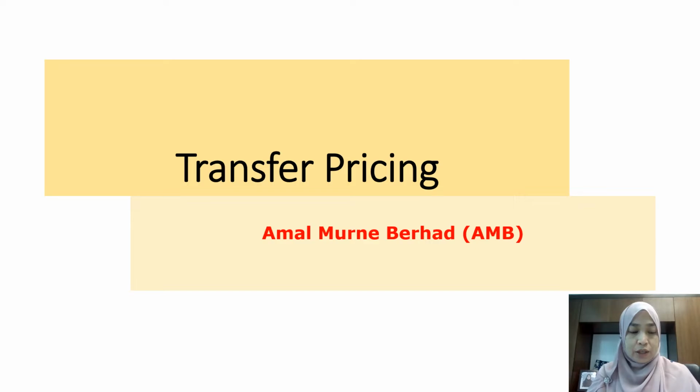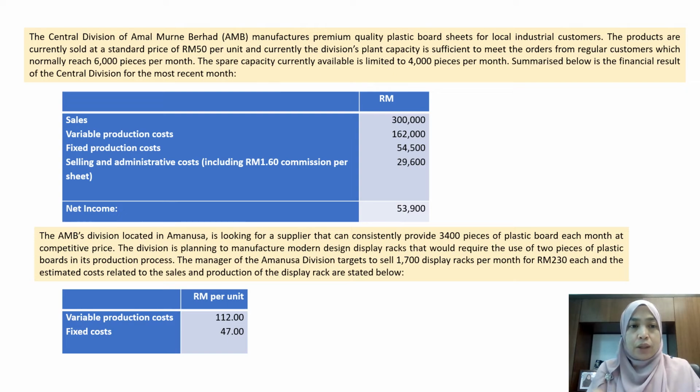This is actually a past semester question, June 2015. Okay, look at the question. The Central Division of AMB Bhd manufactures premium quality plastic board sheets for local industrial customers. The products are currently sold at a standard price of 50 ringgit per unit.